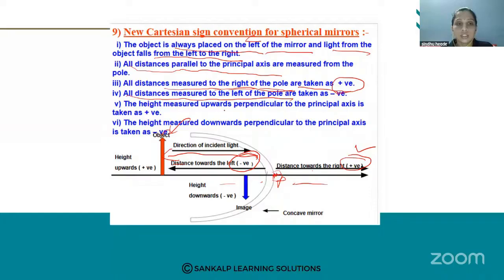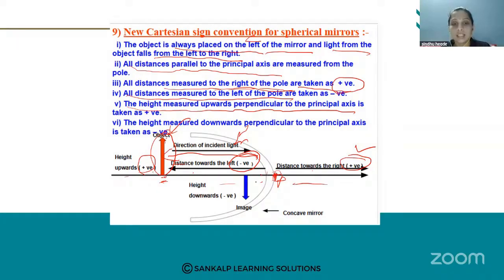Okay. Next, the height measured upwards perpendicular to the principal axis is taken as positive. See, this is the object. It is placed on the left side of the mirror and its distance is measured from the pole point to this object point. See, its height is upwards, so it is considered positive. Which is taken as positive here? Object height is taken as positive.